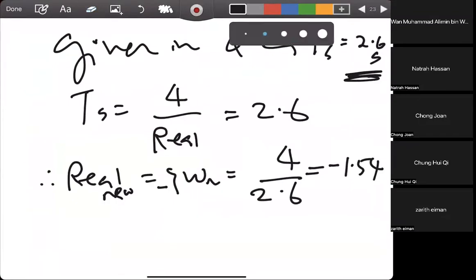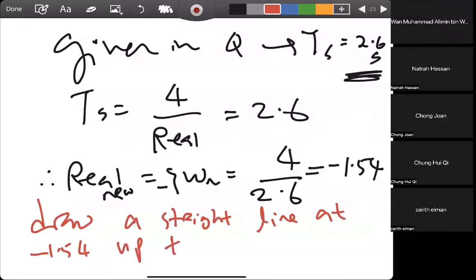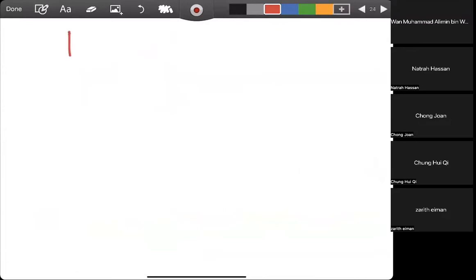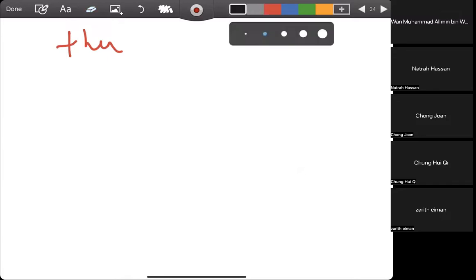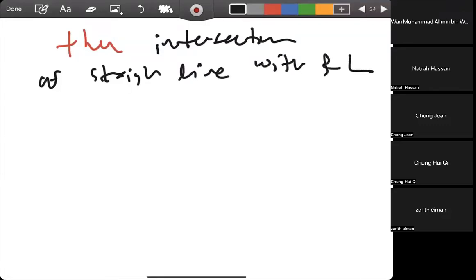So draw a straight line at minus 1.5 up to cross the root locus. Then the intersection of the straight line with the root locus, okay?